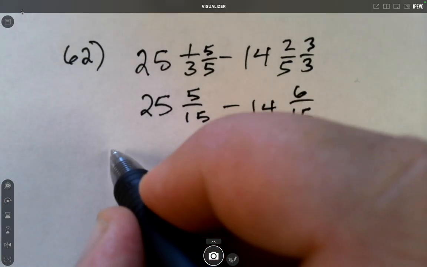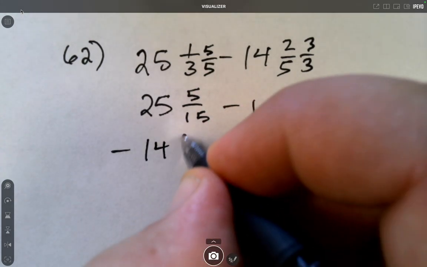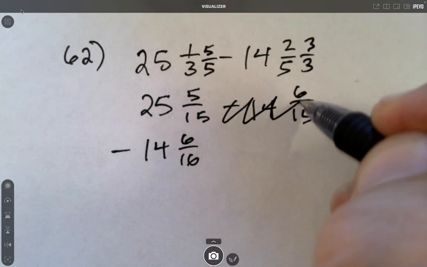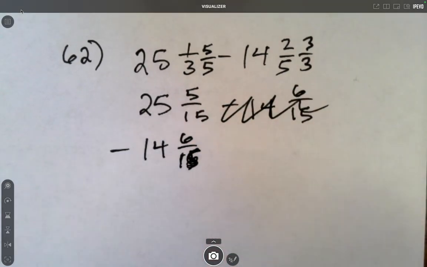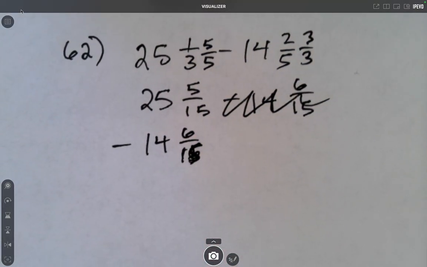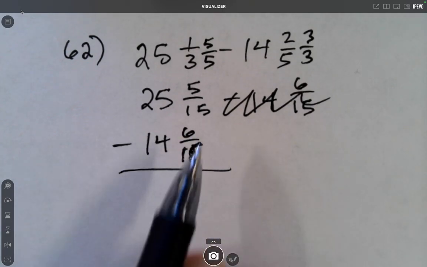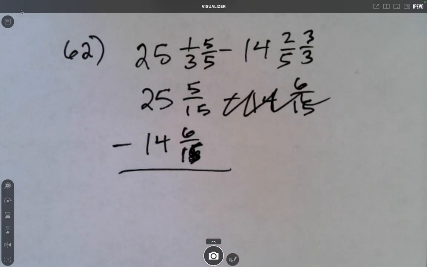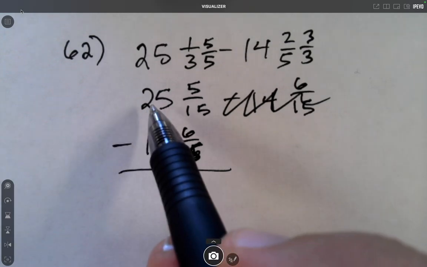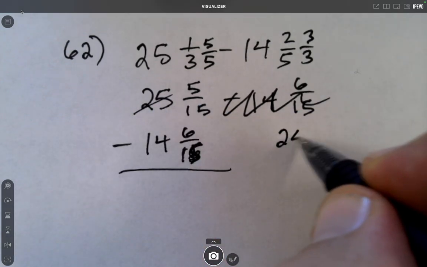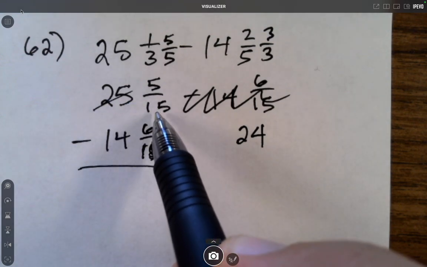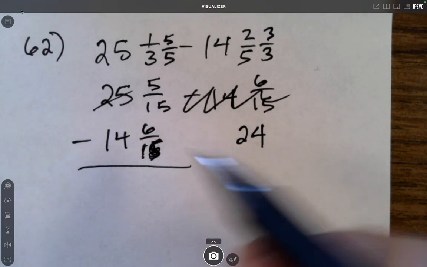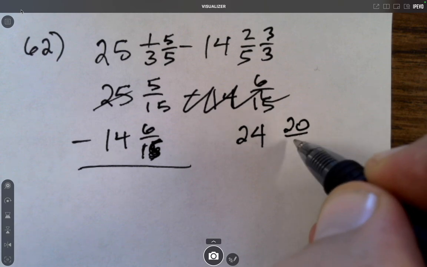We tended to write these vertically. It doesn't actually matter whether you do or not, but I'll go with the pattern we did. It's a 15, my mistake. This is one where we're going to have to borrow because we can't do 5 minus 6. To borrow, I reduce the whole number by 1, and by borrowing that, I add the denominator to the numerator. So 15 plus 5, I now have 20 over 15.